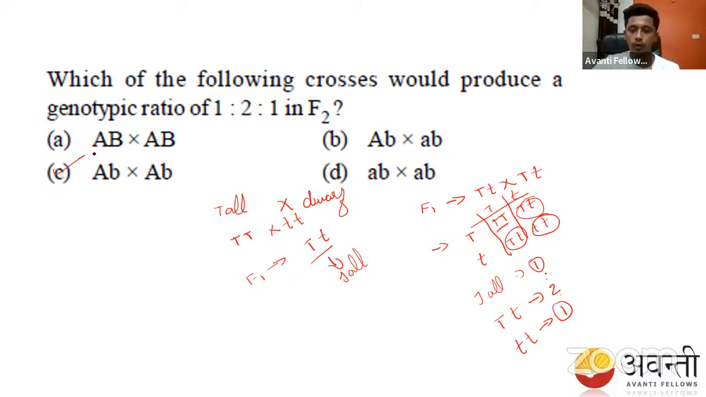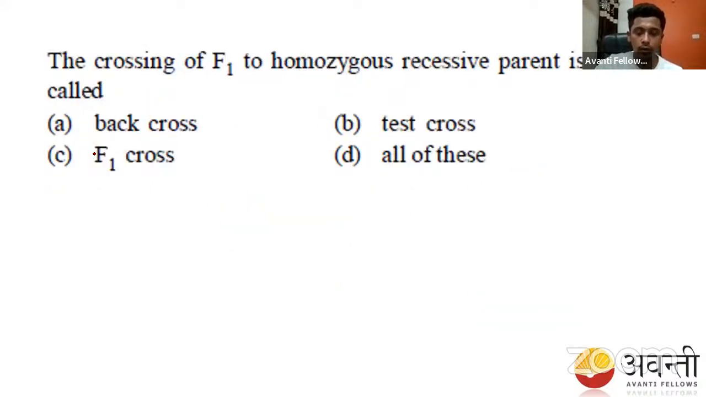Next, going to the next question: the crossing of F1 to a homozygous recessive plant is called what? This is a very important topic. We have talked about back crossing, where we cross our F1 with the parents to understand what type of genotype it is. In that we talked about what a test cross is and what an outcross is. Now, when we cross F1 to a homozygous recessive plant, what are they talking about?